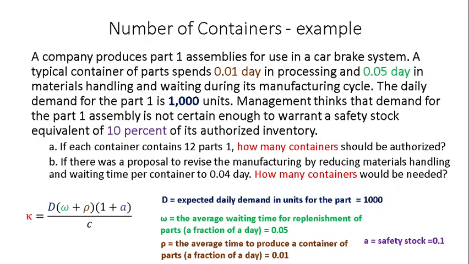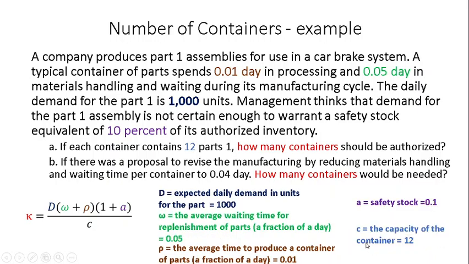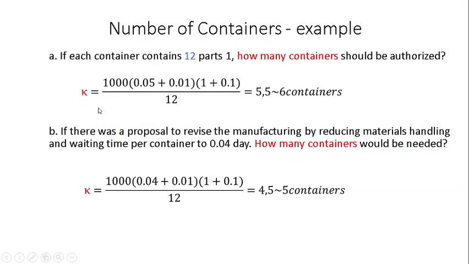Next, we are checking the safety stock, which is 10%, and is being held in variable alpha. And finally, we want to clarify the capacity of the container. From our problem, we see that in our first question, the capacity of every container is 12. So if we combine all those numbers in our equation, we see that for the first question, if we perform all the calculations, the number of containers is equal to 5.5.